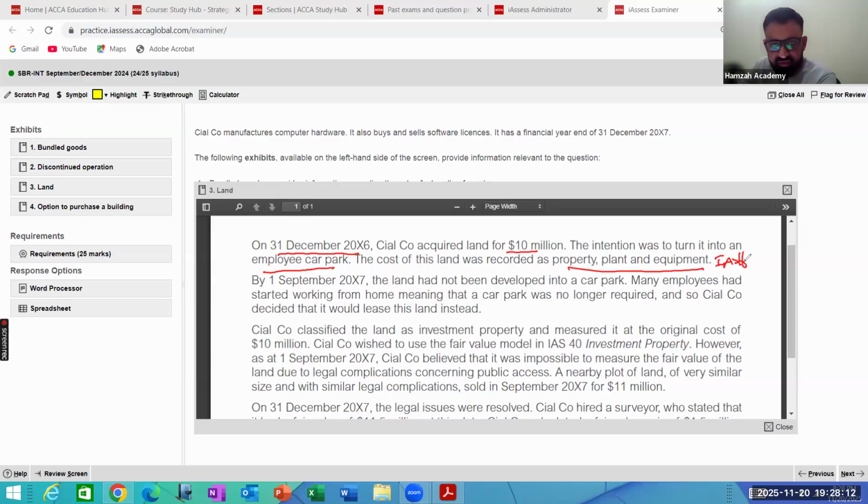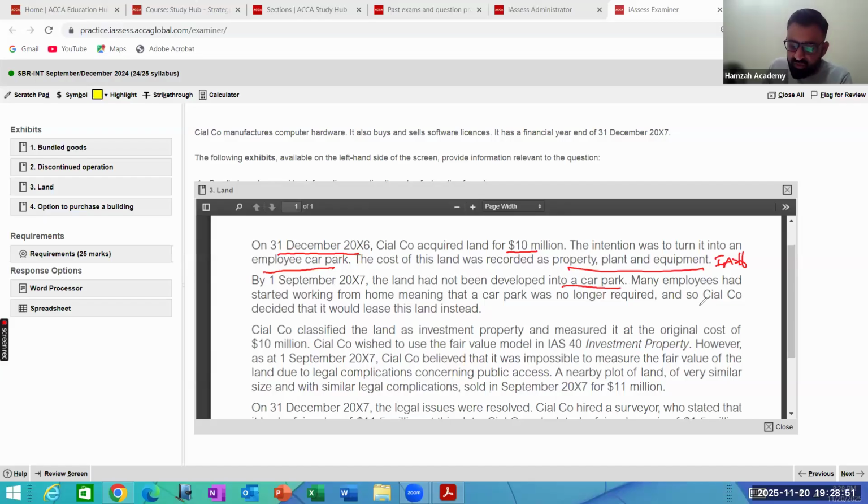If we have purchased a land with the intention to build a car park for employees, then it's an owner-occupied property. It's property, plant and equipment, and it should be accounted for under IAS 16. Initially measured at cost, and subsequently you have an option to use the cost model or revaluation model. So till here, the things were right. But by 1st December X7, it's been almost 8 months, the land had not been developed into a car park.